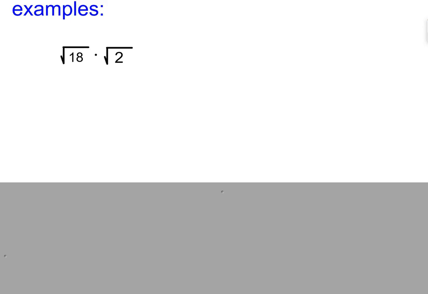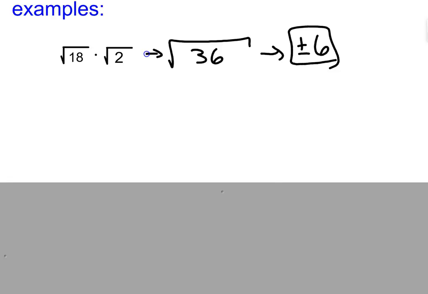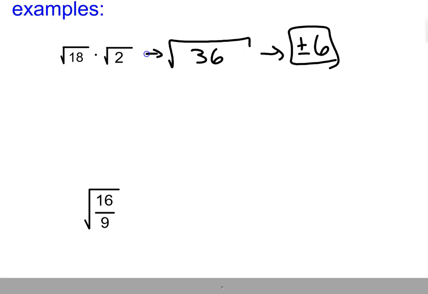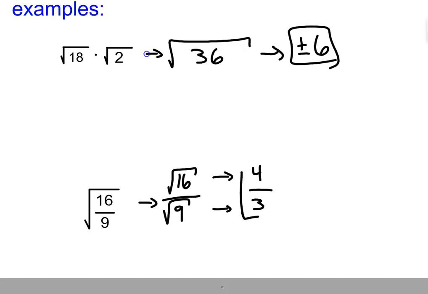So let's just use those rules in application here. The square root of 18 times the square root of 2. Remember, we can just multiply those and put it under a single square root. That gives us the square root of 36, which we know is the positive or negative 6. One last example, the square root of 16/9. We can rewrite this as the square root of the top divided by the square root of the bottom. And the top square root is 4, and the bottom square root is 3. And there is your solution.